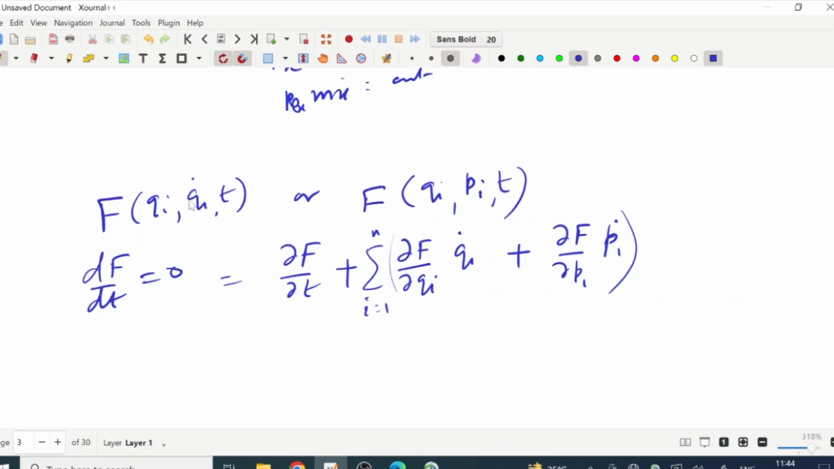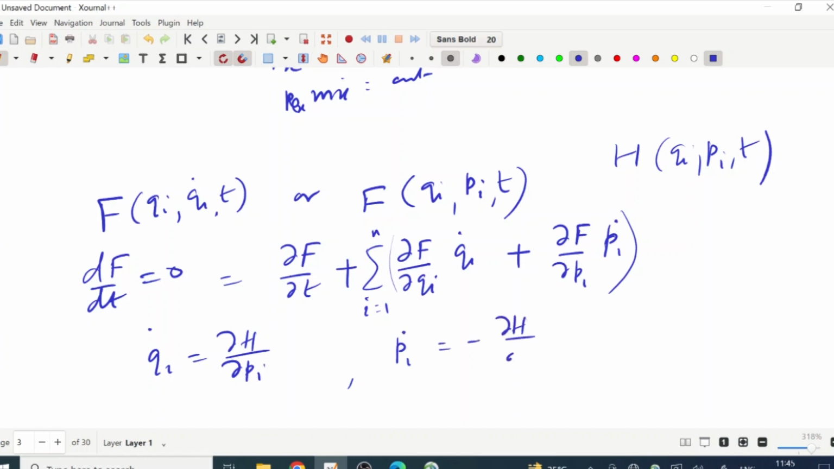Now remember the canonical equations of the system. Suppose the system has the Hamiltonian H of q i, p i and t, and in that system we are looking for the condition under which f can be a constant of motion, that is, it will not evolve with time. So we use the canonical equations: q i dot is del H del p i and p i dot is minus del H del q i. These are the canonical equations.